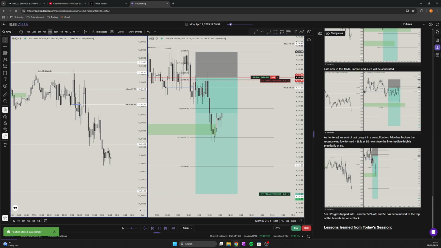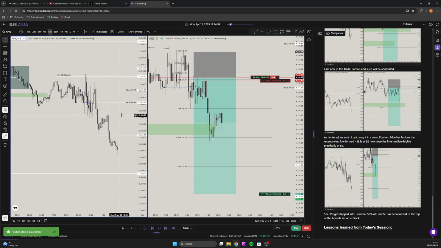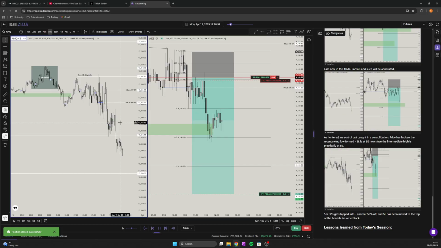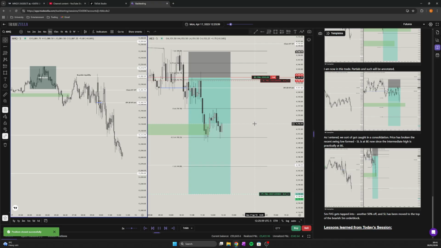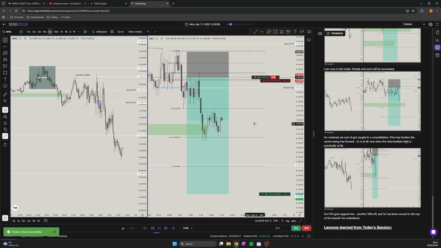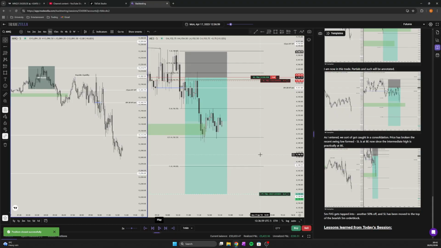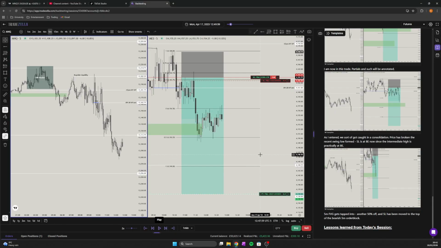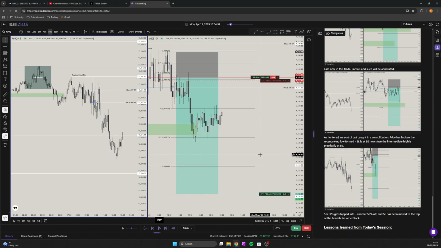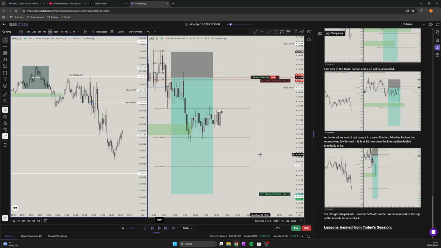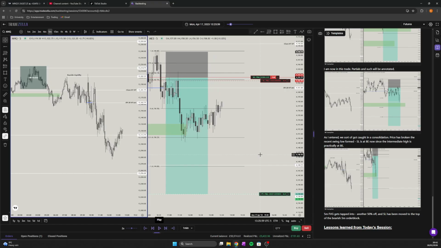So let's pay attention to what the other chart is also doing. Low gets swept on the other chart. I don't really have the patience for this. We're in lunch, so this is a long trade, bro. Long trade.